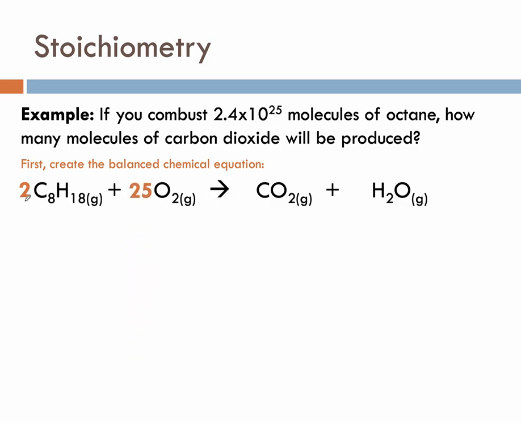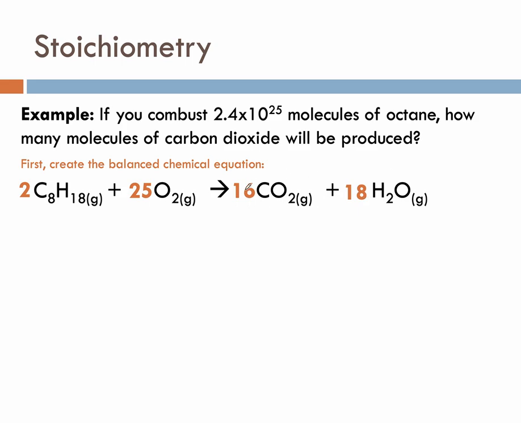That means that if I have twice as many octanes here, I've got 16 carbons. I'm going to need 16 CO2s. Now to balance my H's, I'm going to need 18 in front of the H2 here, so I've got 2 times 18 and 18 times 2. I've got the same number of H's on both sides.